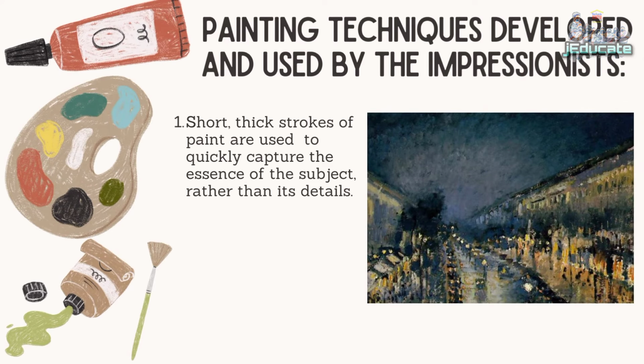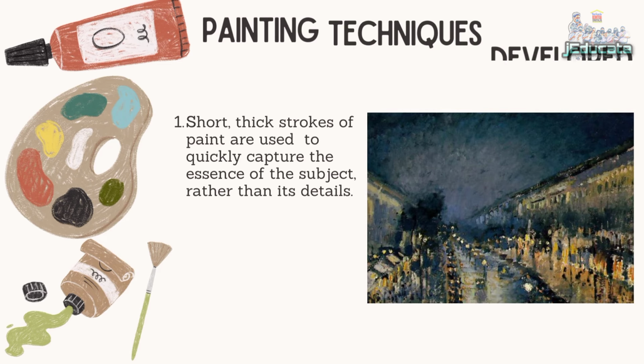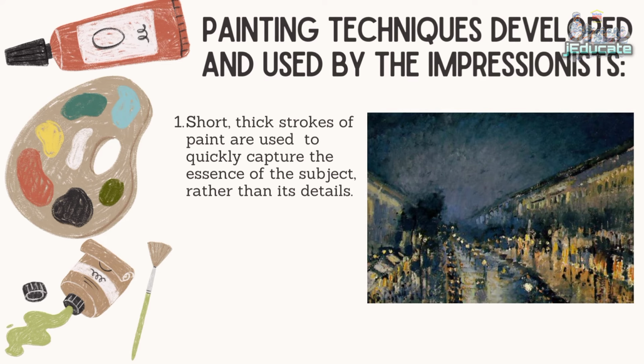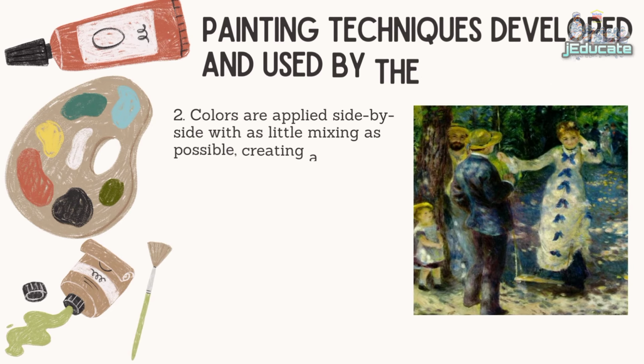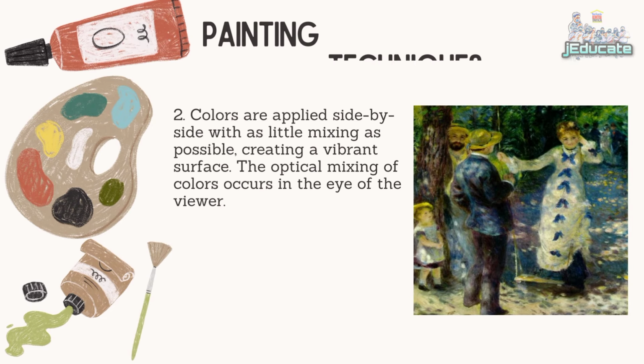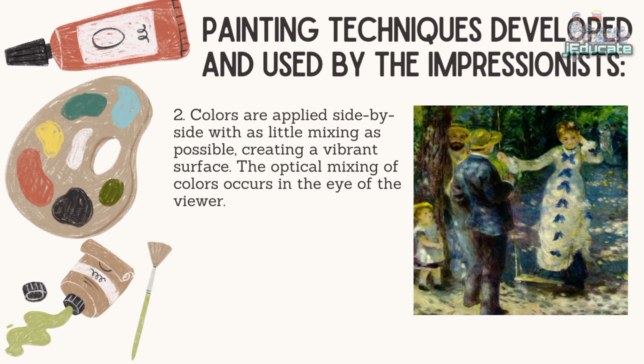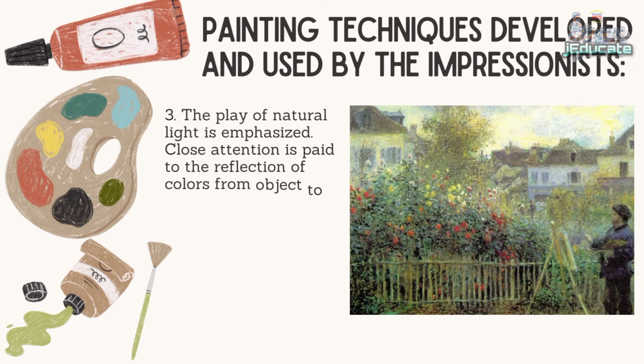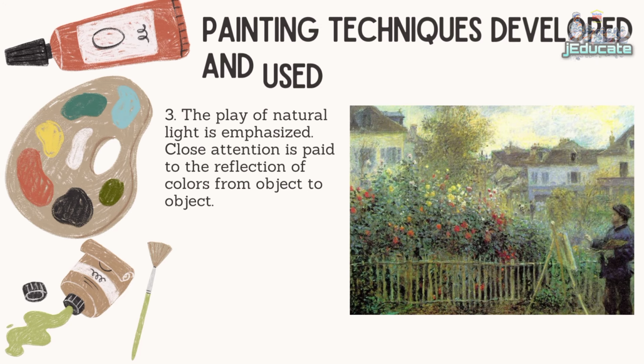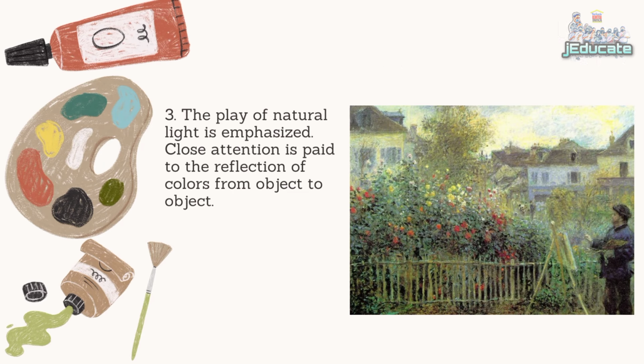Painting techniques developed and used by the Impressionists. 1. Short, thick strokes of paint are used to quickly capture the essence of the subject rather than its details. 2. Colors are applied side by side with as little mixing as possible, creating a vibrant surface. The optical mixing of colors occurs in the eye of the viewer. 3. The play of natural light is emphasized. Close attention is paid to the reflection of colors from object to object.